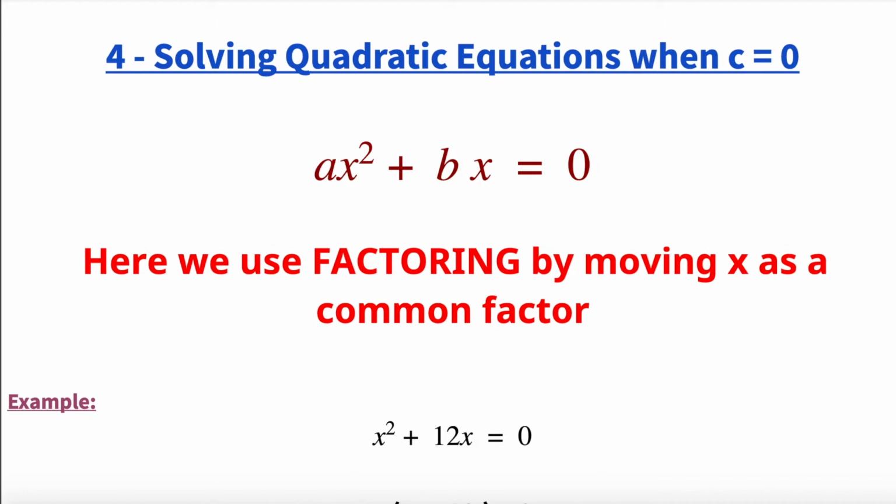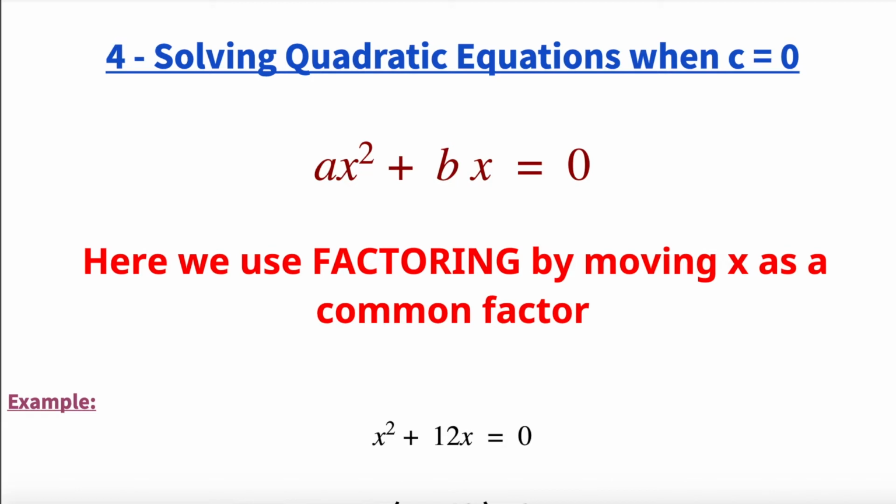Now, what if c equals 0? That means there is no constant. Here we will use factoring by moving x, not x power 2, x, the least power, outside as a common factor outside the bracket. Remember, factoring by using the common factor is the opposite of the distributive property. With the distributive property, we used to multiply the term or the number before the bracket by everything inside. Here we will do the opposite.